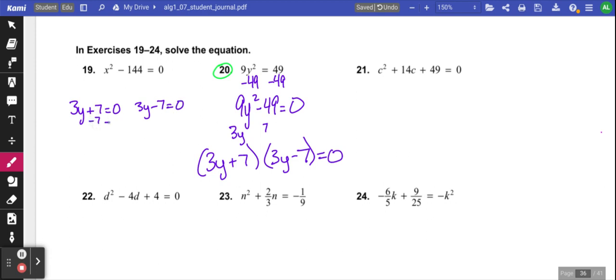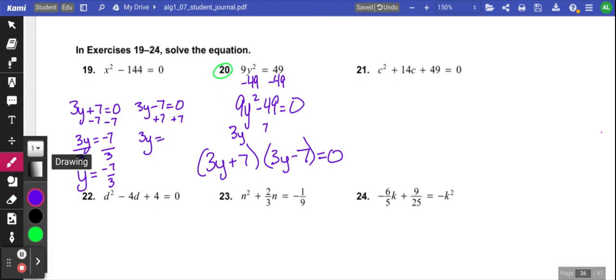Okay, so we're going to subtract 7 and get 3y is equal to negative 7, and divide by 3 and get y is equal to negative 7 thirds. Okay, same thing over here. We're going to add 7 first. Always got to add and subtract before we divide. Not equal to 0 anymore. It's equal to 7. Okay, divide by 3. And I get y is equal to 7 thirds. So y is equal to negative 7 thirds and positive 7 thirds.